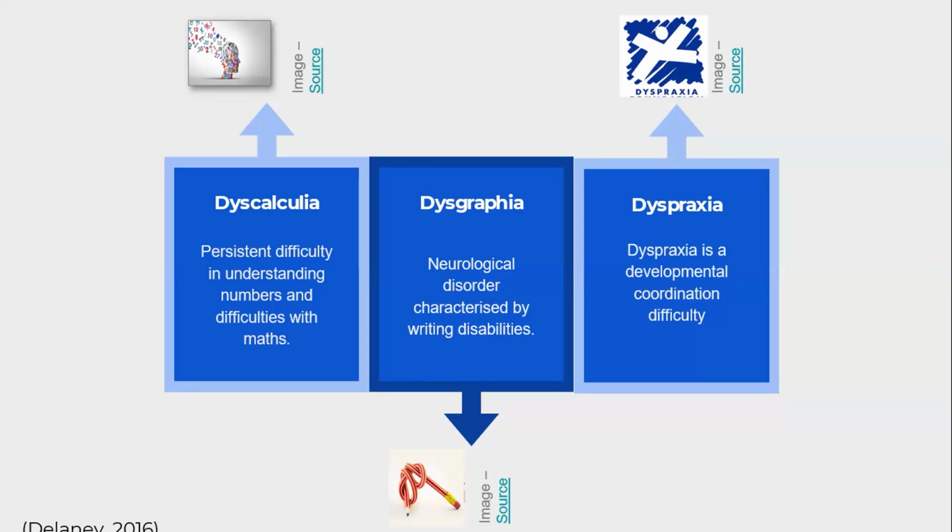And dyspraxia, the last one I will mention today, is again a developmental coordination difficulty where students might have issues with fine and gross motor skills. That is, they might find it hard to run, to move around the classroom, but also they might have difficulties writing, for example. So again, coordination, attention, concentration, and focus are issues that the students might find difficult.